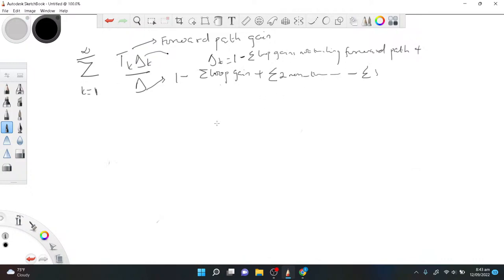Not touching forward path. What I mean by not touching forward path is, if this is your signal flow graph, you have nodes here, and then you have stuff like this, and then let's say there's another loop here. So if you look at this loop, it is not touching our forward path. If you want the sum of loop gains not touching the forward path, you use this loop here, because this one is not touching the forward path. So that's when your delta K.